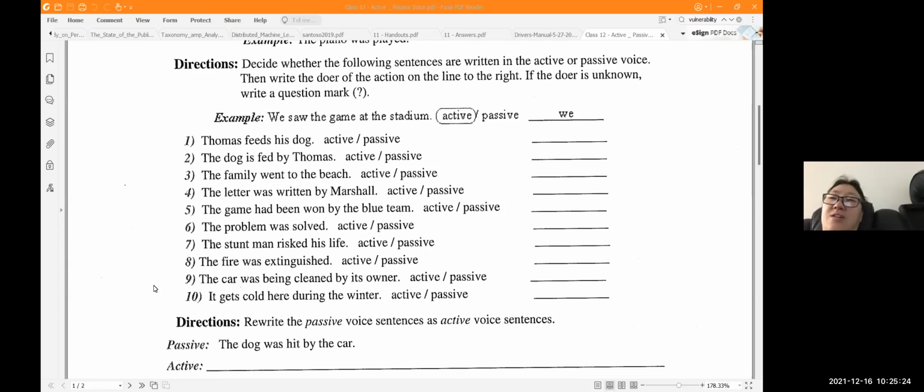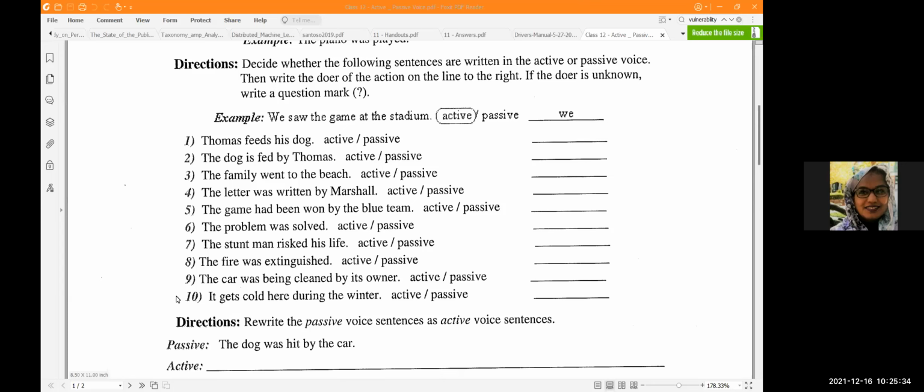This is passive, and that's the fire. Number 8, the fire was extinguished. Who is the doer? No doer. So this is passive. They didn't talk about the doer. Maybe by the firefighter, maybe by someone else. I don't know. We don't know who did it.